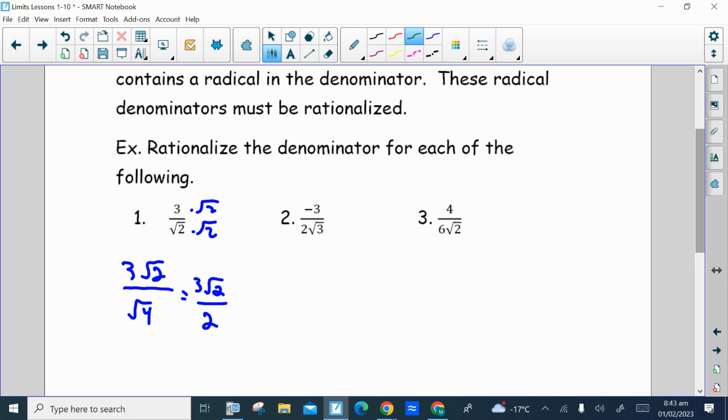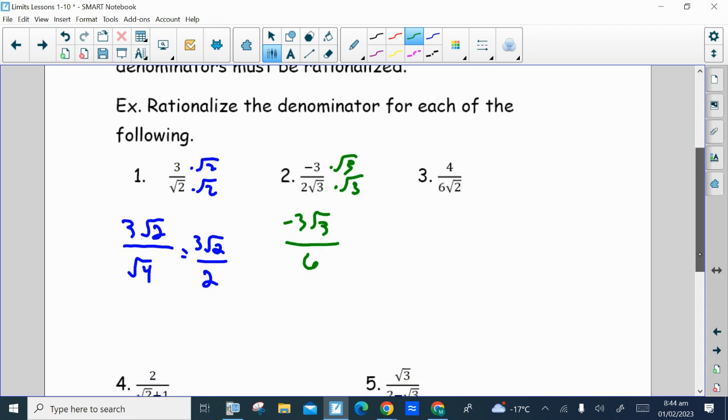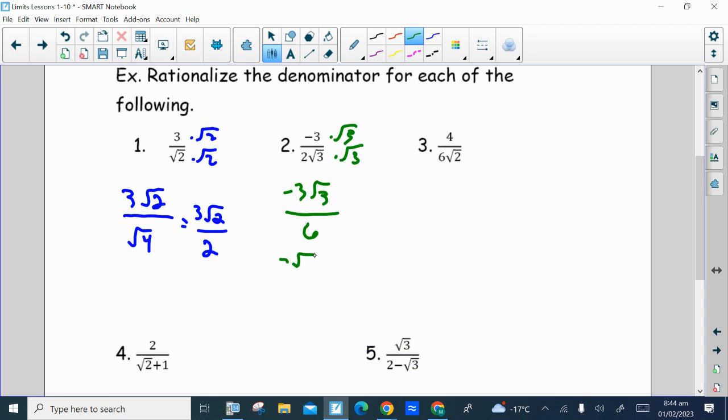Okay, so same thing with this next one. Now, you don't have to multiply top and bottom by 2 root 3, although if you did, it wouldn't really matter. Once you simplify, you'd get the same answer. You only have to multiply by the radical part, the root 3. So that gives us negative 3 root 3 all over, on the bottom, 2 times root 3 times root 3. Root 3 times root 3 is 3. Times the 2 is 6. And now we can simplify a little bit more by dividing top and bottom by 3. And we'll get negative root 3 over 2. So there's the answer.